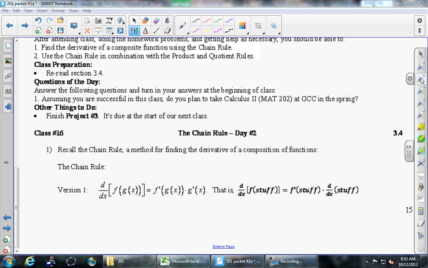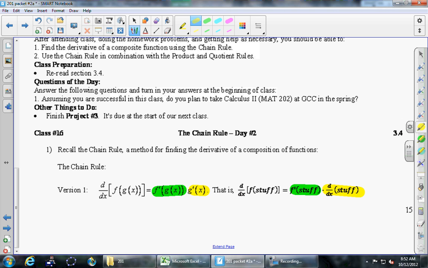That's the symbolic way. Here's another way to think about it, a little less symbolic and a little more informal. The derivative of f of stuff. Instead of f of g of x, we'll just call it f of stuff. It's f prime of the stuff. You can see hopefully that f prime of the stuff matches with f prime of g of x, yes? And then the second thing, it's supposed to be g prime of x.